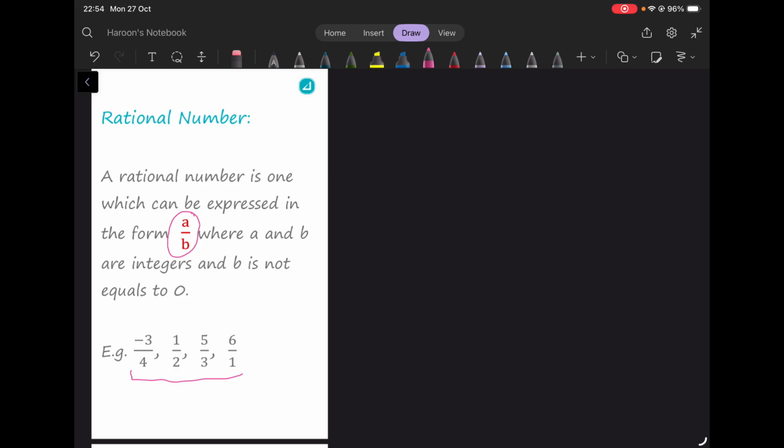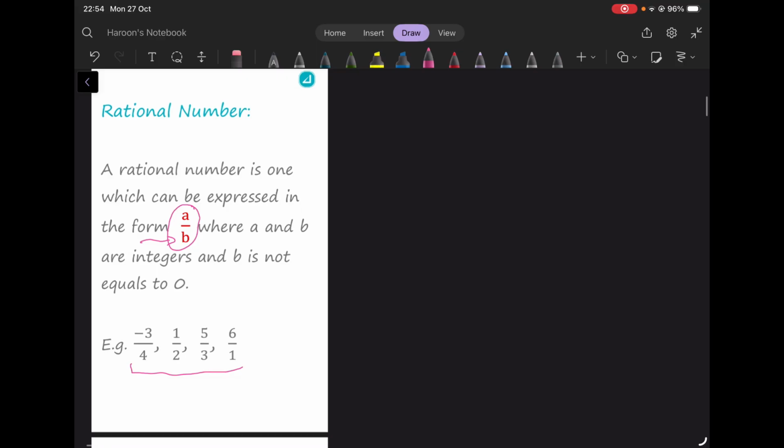So this b should never be 0 because this would give us an answer undefined. So a few rational numbers which we'll discuss now.